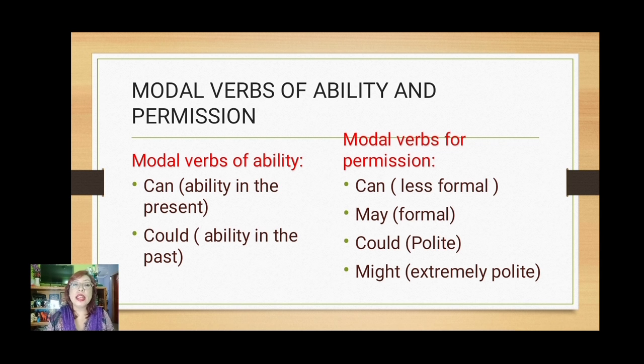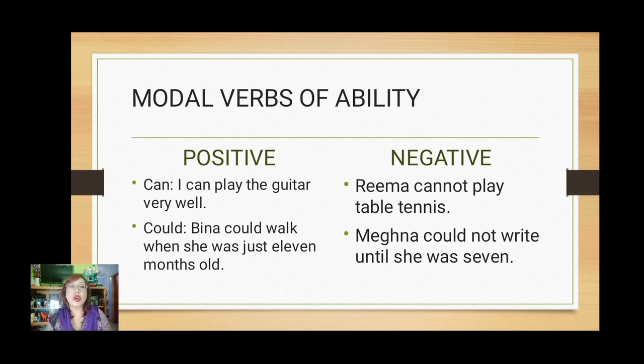So students, let us see this modal verb of ability first, one by one with the help of examples, and also modal verbs for permission with the help of examples for better understanding. So here, modal verbs of ability. Ability means what? It is the quality of being capable of doing something. So here, modal verbs of ability in positive and negative. Positive means yes, with a plus point, right? So how can we use the modal verbs of ability?